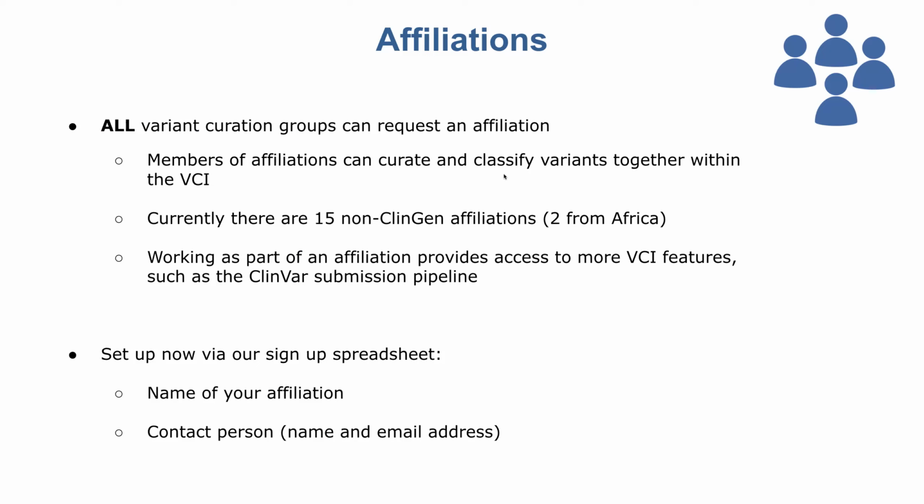If you'd like to set up an affiliation for your lab or curation group, then all we need from you is the name of your group, as you'd like it displayed in the VCI, and the details of the contact person for the group. Other details like who should be members can be added in later. And we've posted a link in the Google Sheet in the agenda for the workshop. So please go ahead and fill in your details and we can set that up for you. You can reach out to us later as well, of course.